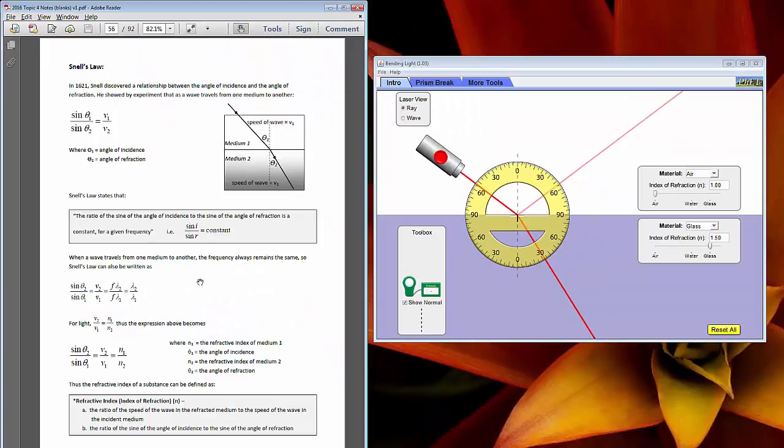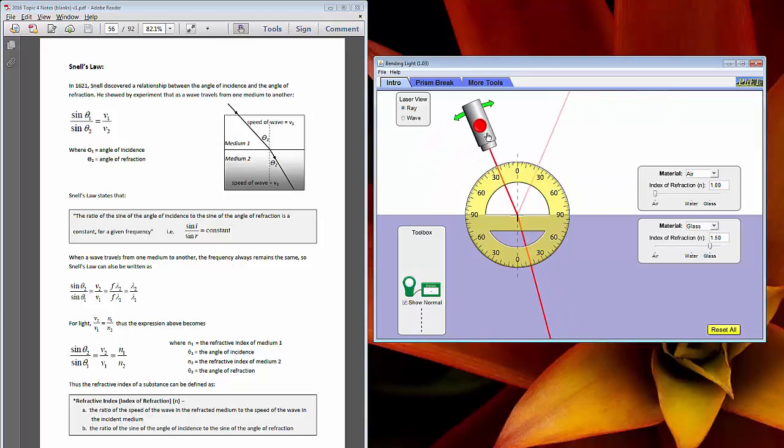Okay, so then the next concept is really the concept that you're going to need to work at the most, and that is Snell's law. Snell's law tells us the relationship, because there does look like there's a definite relationship between the angle of incidence and the angle of refraction, and there is. That's that the sine of the incident angle divided by the sine of the refractive angle is always equal to a constant number for any given interface, so any given boundary.